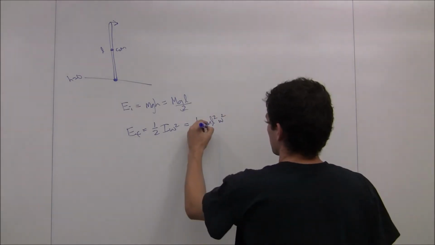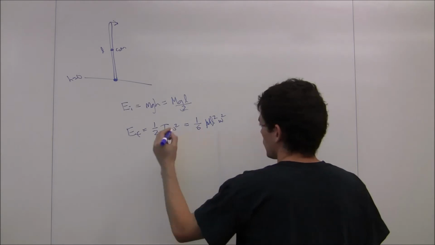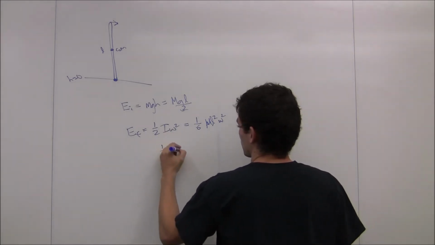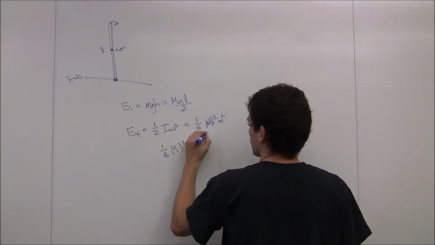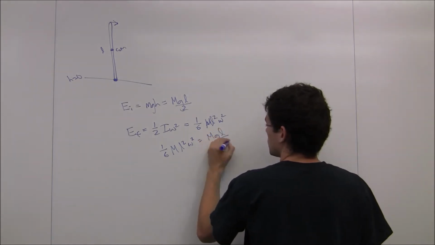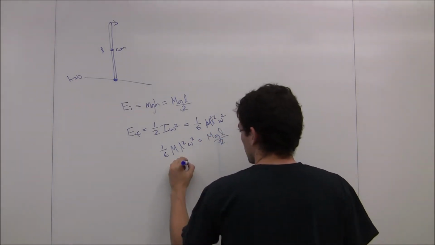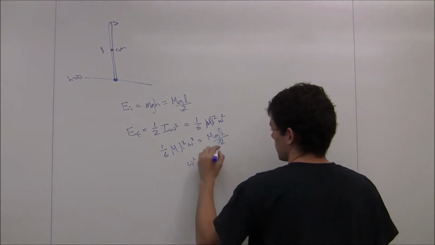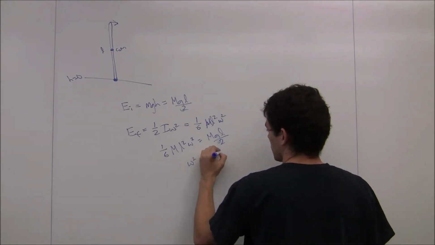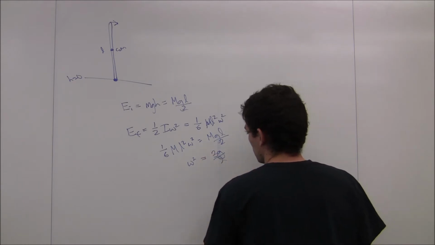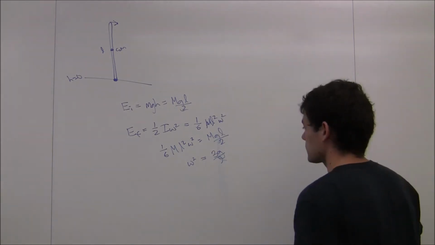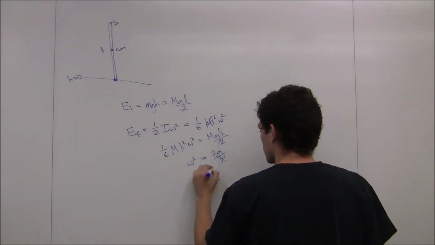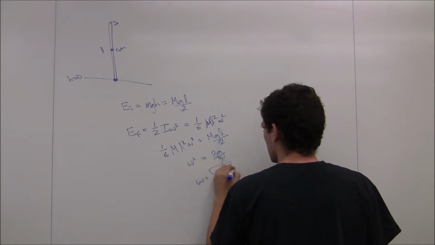So now we can set the two of these equal to each other. We get that 1 over 6 mL squared omega squared equals mgL over 2. We can isolate omega, which is what we're looking for. Omega squared is equal to 3g over L, and then omega is equal to the square root of 3g over L.